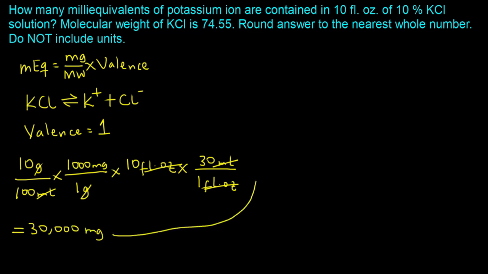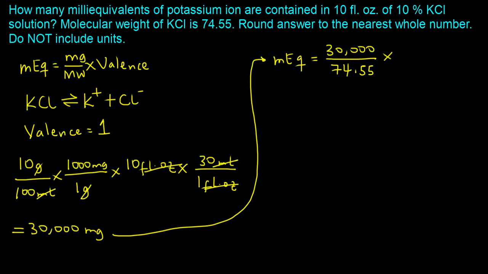So now we can substitute all these values into the equation. We have milliequivalents being equal to the 30,000 milligrams divided by the molecular weight, which is 74.55, times the valence, which is 1, and that is equal to 402.